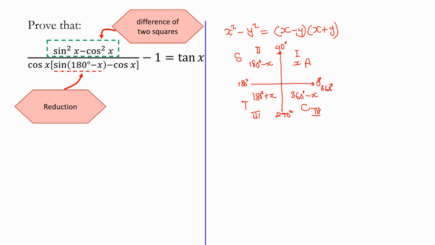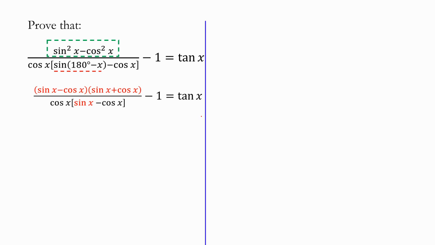Okay, right, so now it means we are here in the second quadrant. Okay, what are we going to get? Sine of 180 degrees minus x is going to be what? Is it going to be negative sine x or positive sine x? It has to be positive sine x. Okay, right, and then we come here. So now we have applied our difference of two squares here. We've done our reduction here.